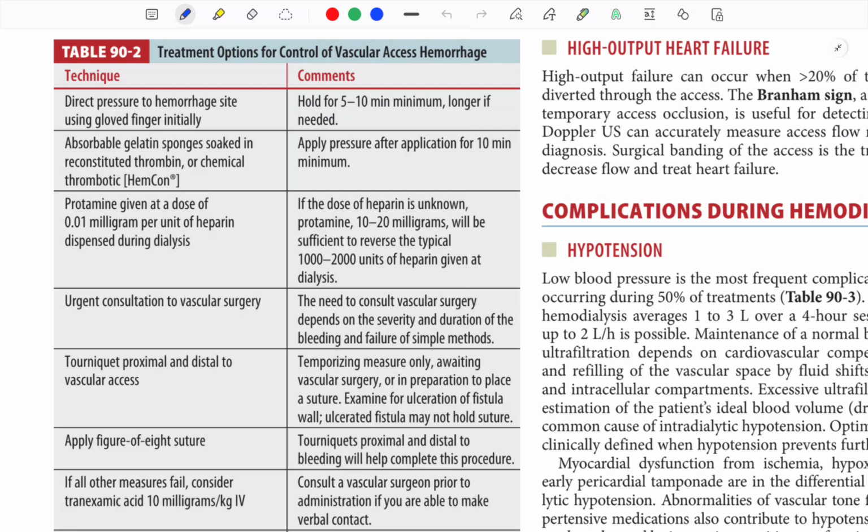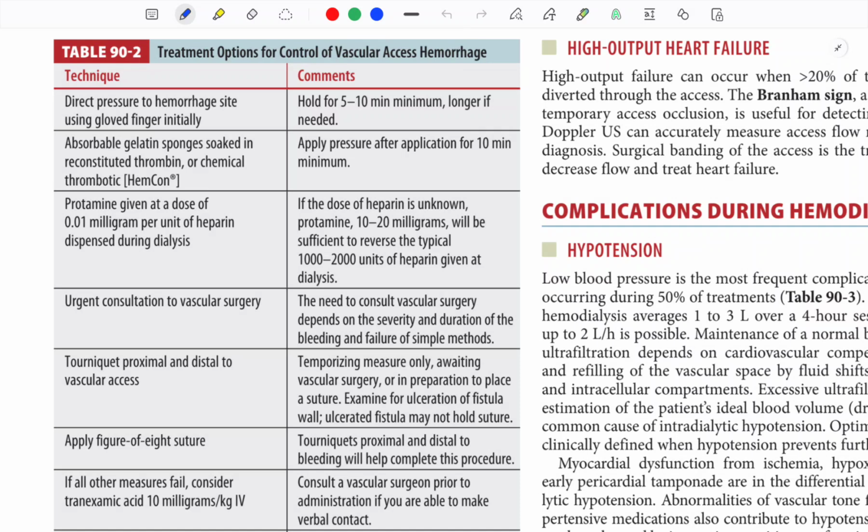Then a high output heart failure can also occur because of dialysis, because the heart wasn't built to actually support the flow through a dialysis circuit. So there is increased demand and reduced supply. What is Branham sign? It is a fall in heart rate after temporary access occlusion.